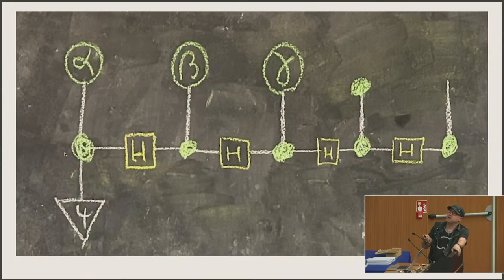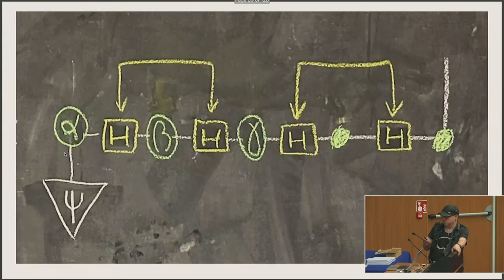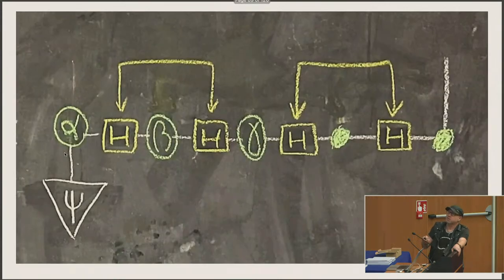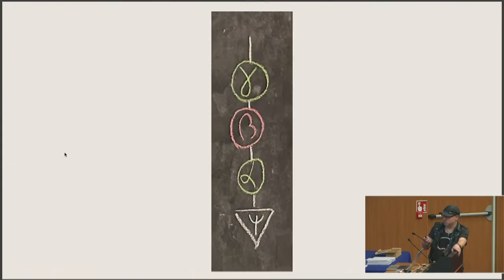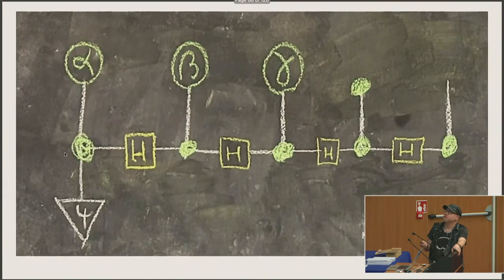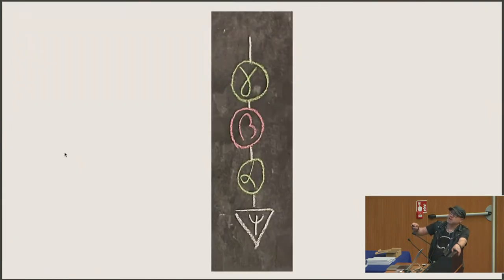Now if I pick my angles alpha, beta, gamma here, and my measurement directions, you see, they fuse together. Here we've got a green beta in between Hadamards, so it's going to change the color. And then I've got an alpha and a gamma. These two Hadamards are going to cancel each other out, and what I end up with is an arbitrary one-qubit unitary applied to psi.